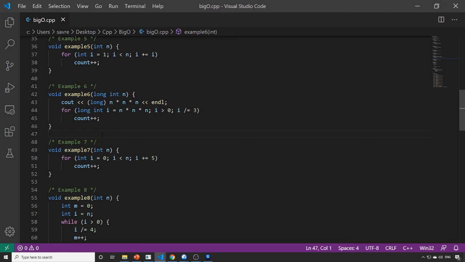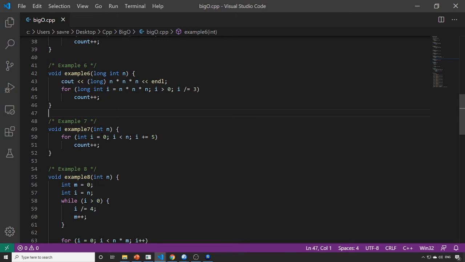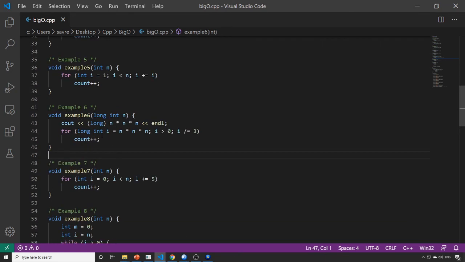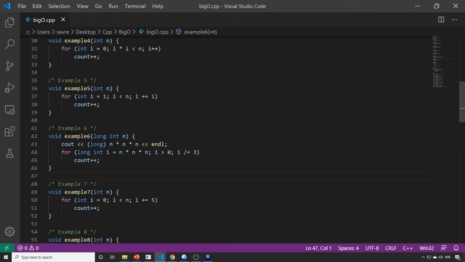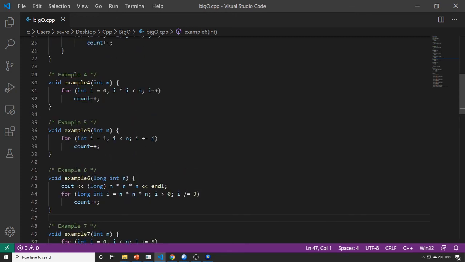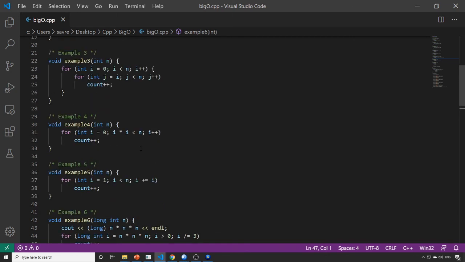So this is just a way you can run those examples and test them out to check your work if you wanted to. And I purposely picked the examples here to illustrate all possible ways that you can mess with the conditions and the loops to get different big O runtimes.